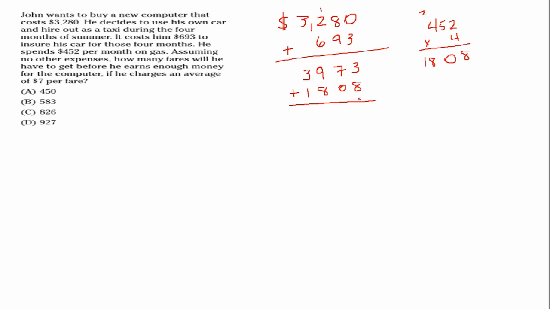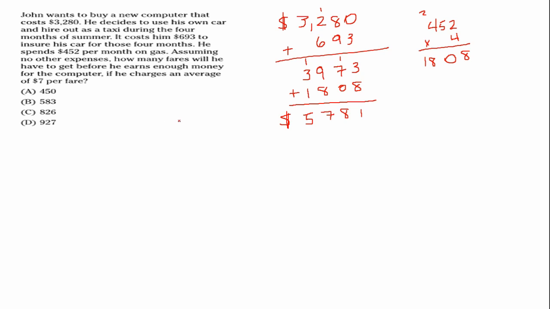3 plus 8 is 11. Carry the 1. 7 plus 1 is 8. 9 plus 8 is 17 again. Carry the 1. 3 plus 1 is 4. Plus 1 is 5. So all told, he's going to spend $5,781 for the 4 months during the summer.